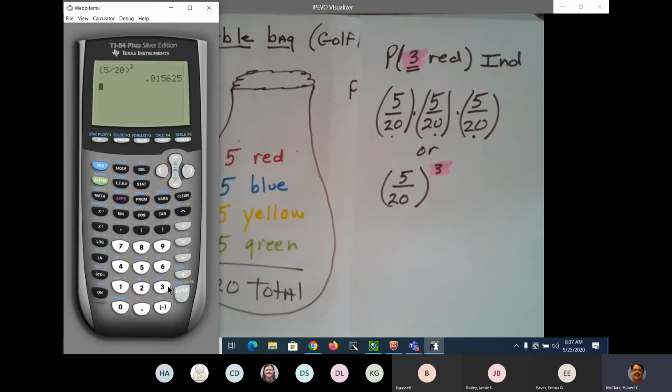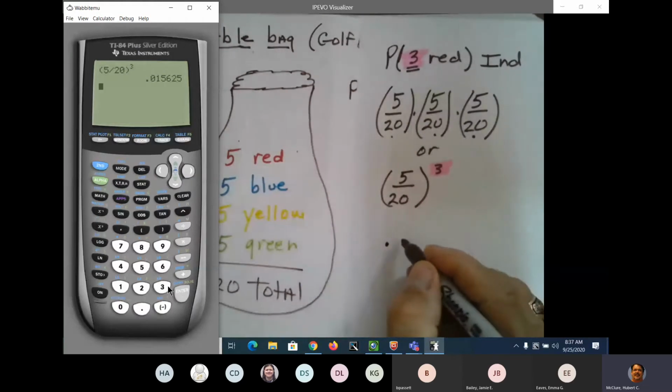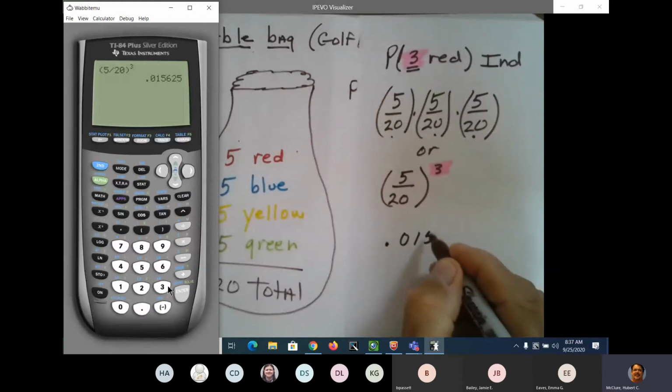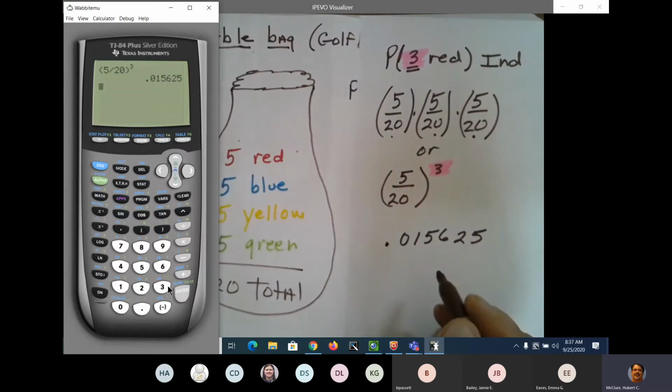And that's going to be 0.015625. Write all 5 digits down, or 6. There's a reason I want you to do that. Now, most of your answers dealing with multiplicative law are going to be rounded to the 3rd decimal point. And there's a reason, and I'll show you that in just a minute.